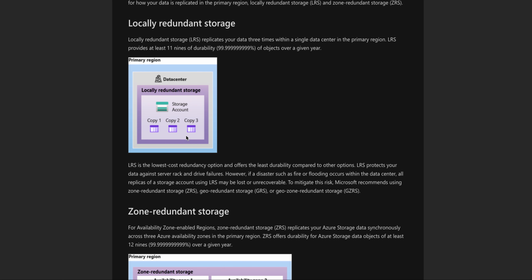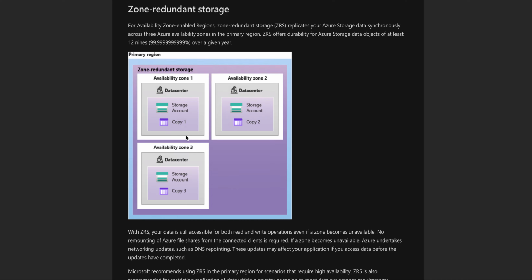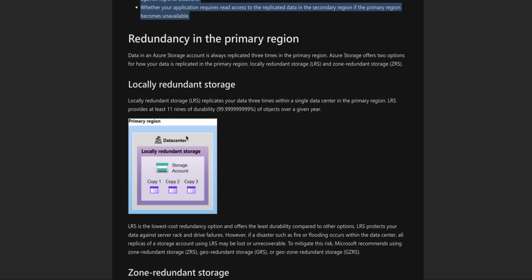We have locally redundant storage, zone redundant storage. In fact, two types. All right, so in an Azure storage account, it's always replicated 3 times in the primary region, and the reason being is we want redundancy, right? So if one thing fails, we have two others, right?